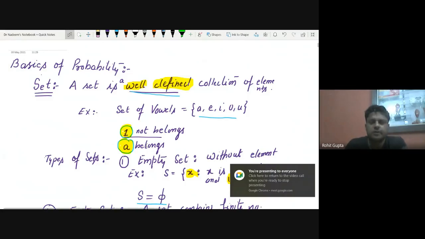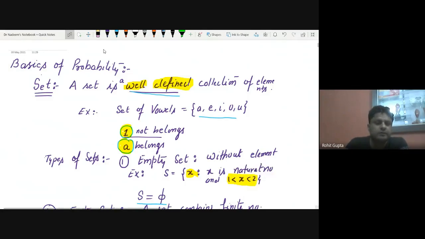Hello students, today we deal with probability, basics of probability. There are some basic terms, basic terminologies, and basic notations of probability. In this lecture, we will study the basics, definitions, terminologies and basic notations of probability.